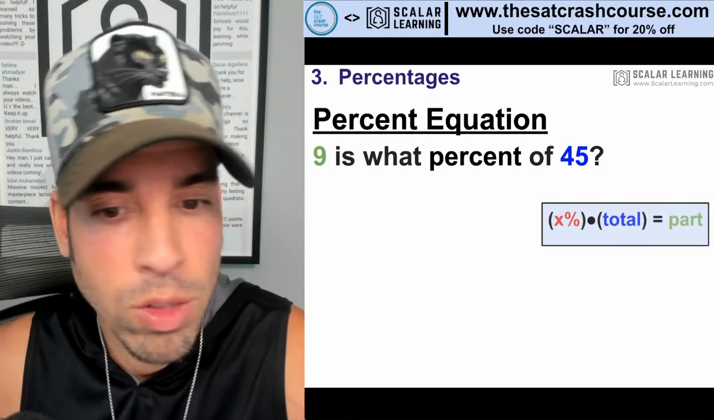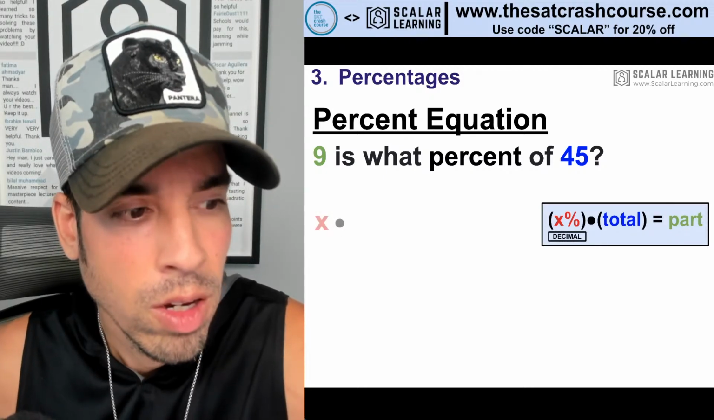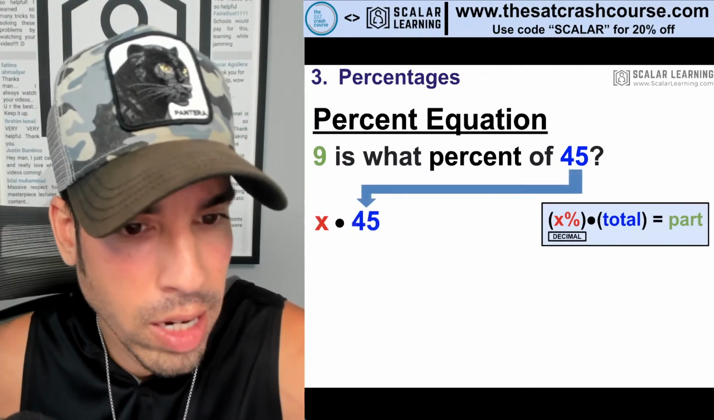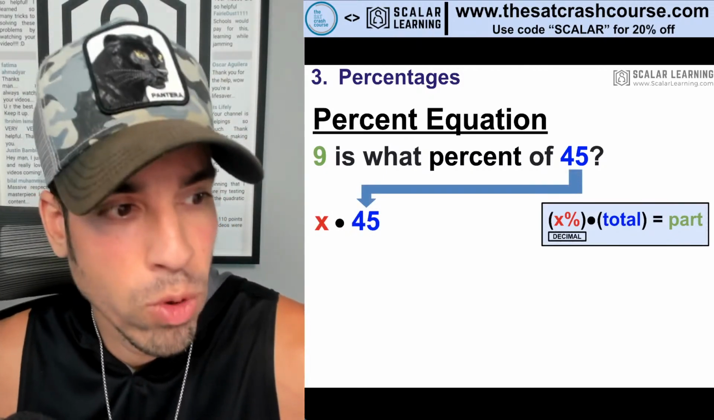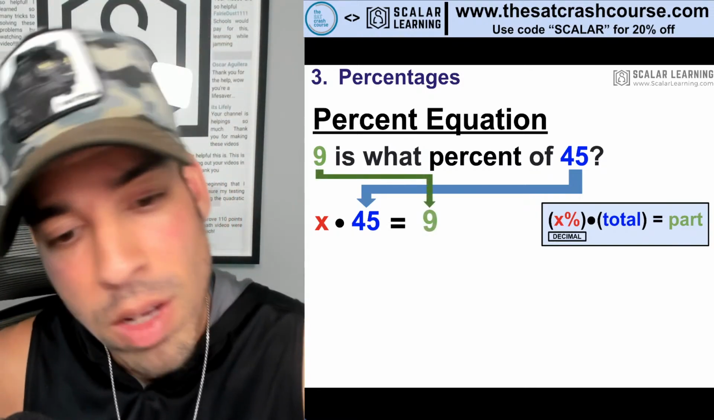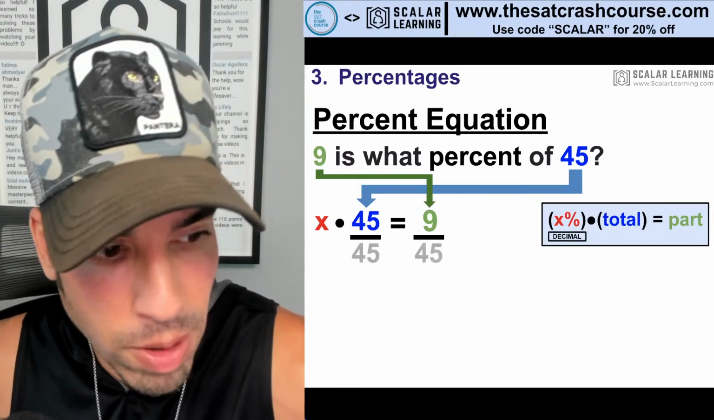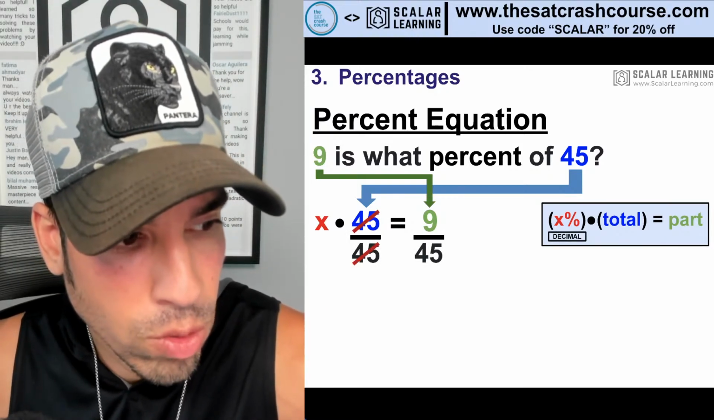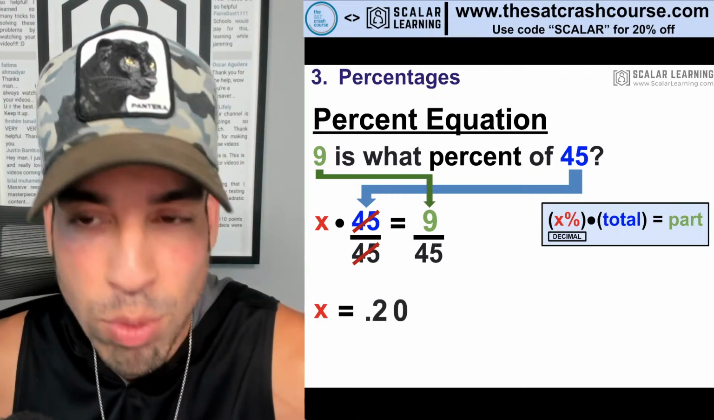Okay, so when it's formatted this way, we use the same equation, right? And we're saying X percent of 45 is 9. That's the part. But the question is, what is x? Now we just isolate. Divide both sides by 45, right? And we get x is equal to 0.2.